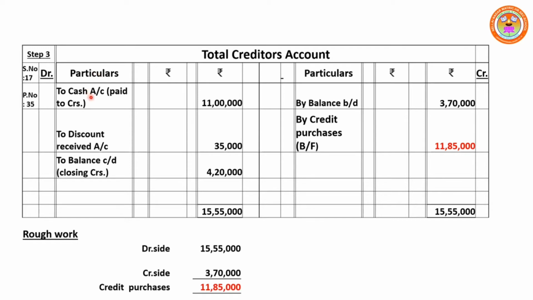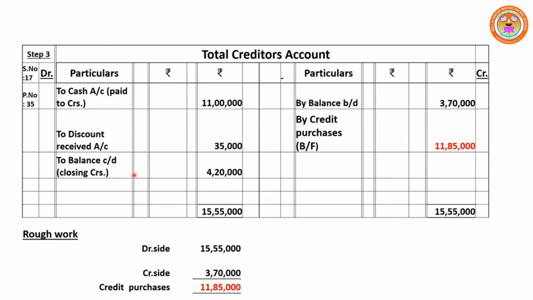Move on to debit side. Is there other details? Look at the question. Other details: cash paid to creditors. So to cash account 11 lakhs. Then to discount received account 35,000. Under creditors account, is there any purchase return or return outward? It is not there. Bills payable accepted is also not there. You can skip the step.